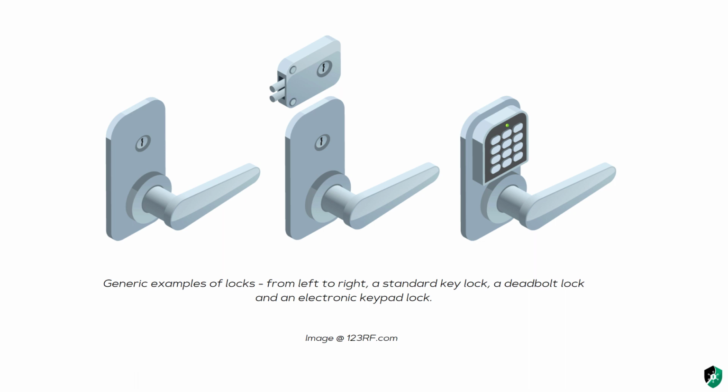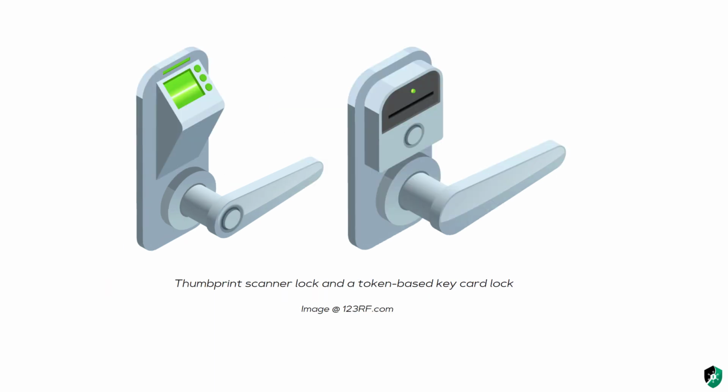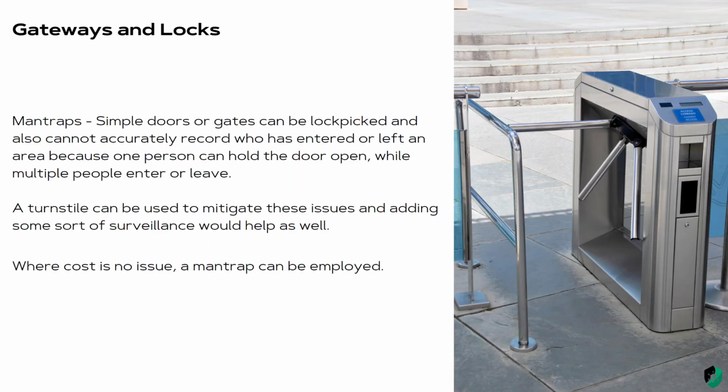And here are some examples from the 123rf.com website. We have from the left to right the standard key lock. We have the deadbolt lock, which is a bit more secure. And then we also have the electronic keypad lock. And then right here, we do have the thumbprint scanner lock, which is obviously, of course, your biometric lock. And then a token-based key card lock as well.